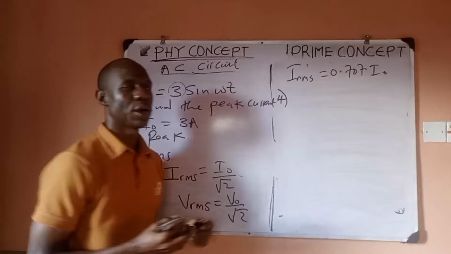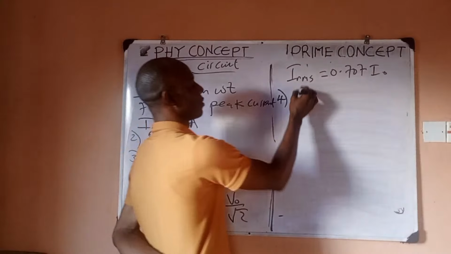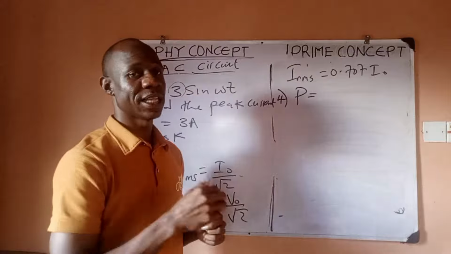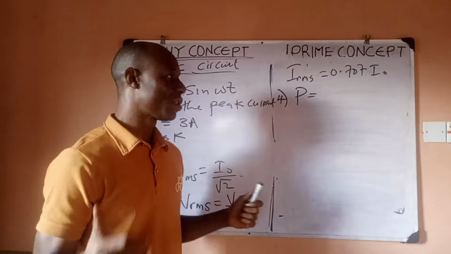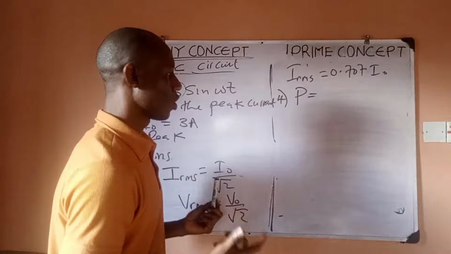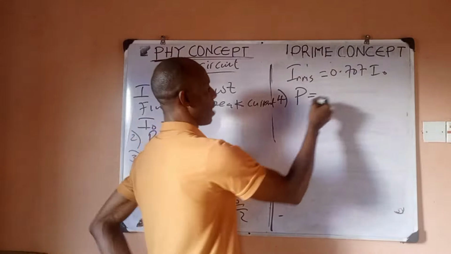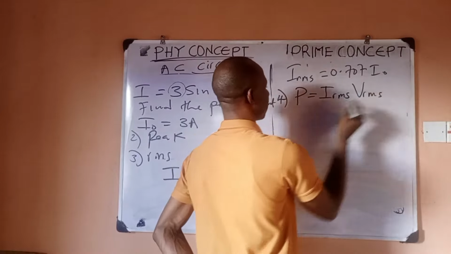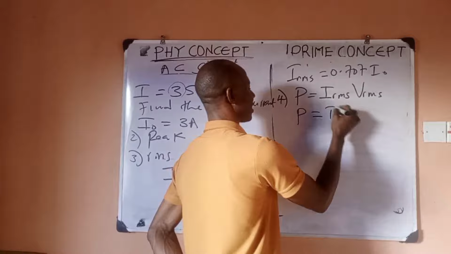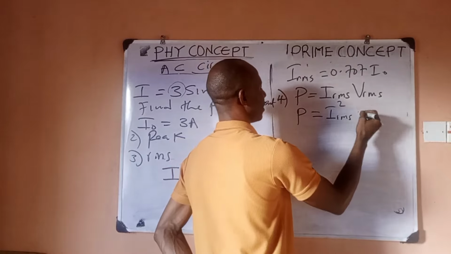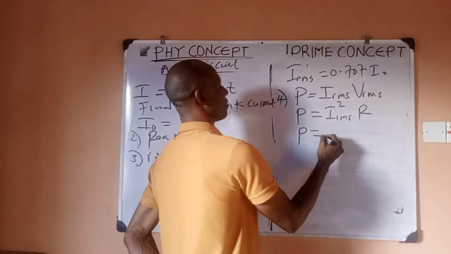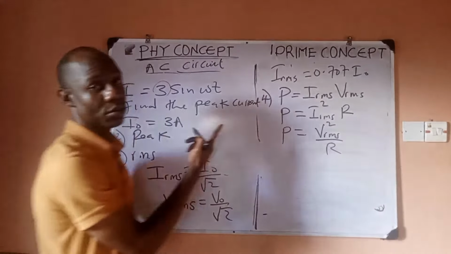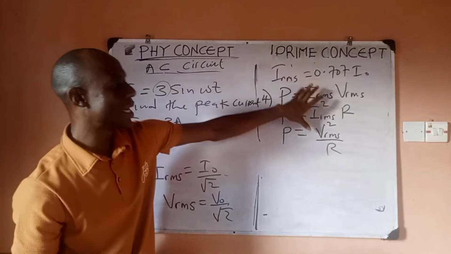Then power in AC circuits. Power is the rate at which energy is dissipated or consumed in a circuit. Power is given as I RMS times V RMS. Power is also given as I RMS squared times R. Power is also given as V RMS squared over R. So these are formulas for power in terms of RMS values.